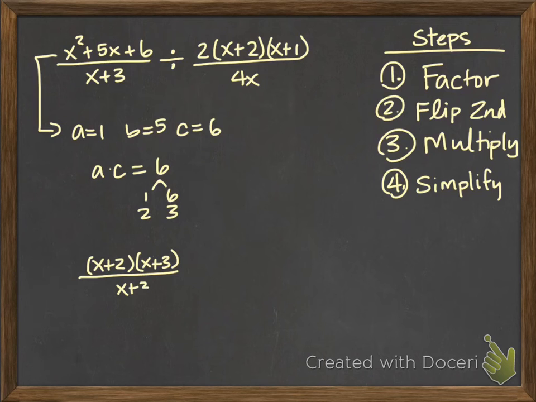And notice that before we even do anything, we already noticed that this x plus 3 is going to cancel. That's why it's good to factor, because otherwise we'd be trying to do stuff with this x squared plus 5x plus 6 when we really don't have to, because the x plus 3 is going to go away. Okay, the next thing we have to do is flip the second one. We're going to have a 4 up top. We're going to have an x up top. And the rest of it, the 2 times x plus 2 times x plus 1, goes in the bottom.